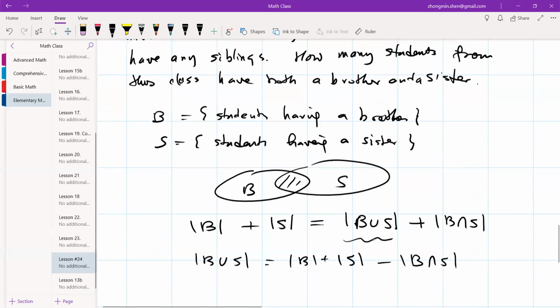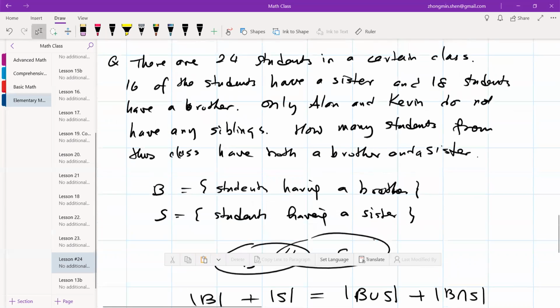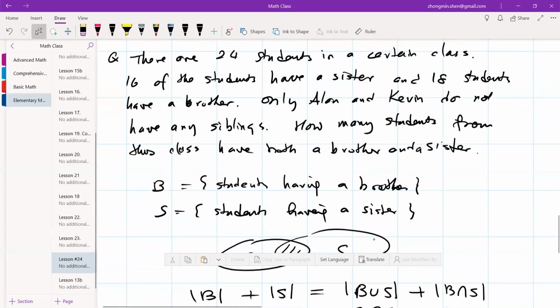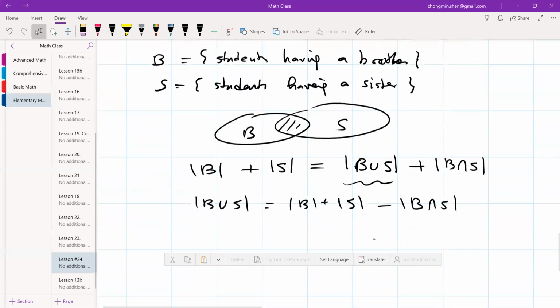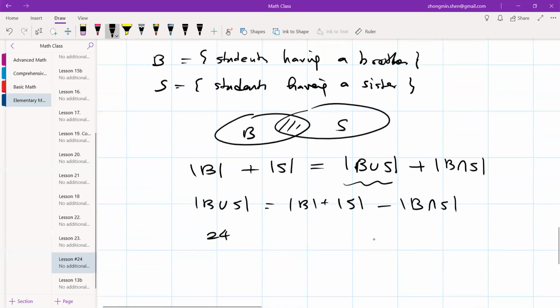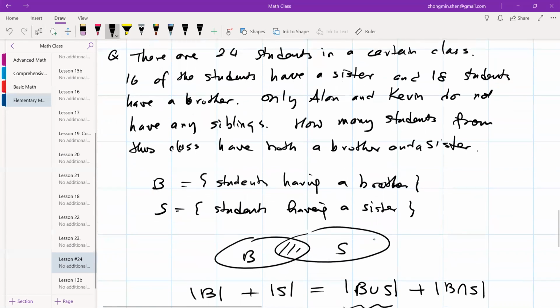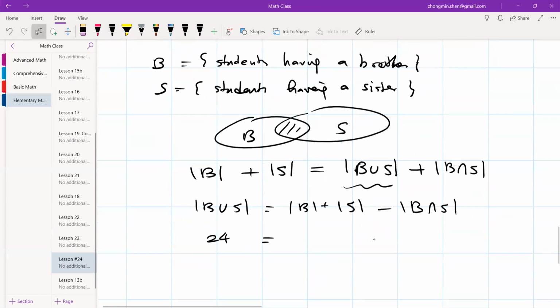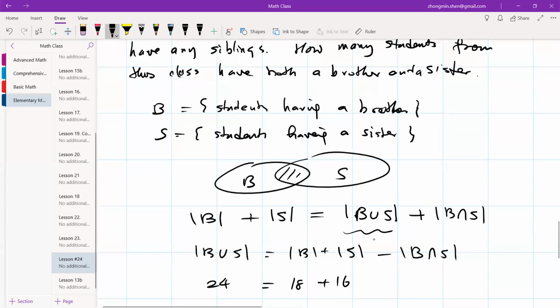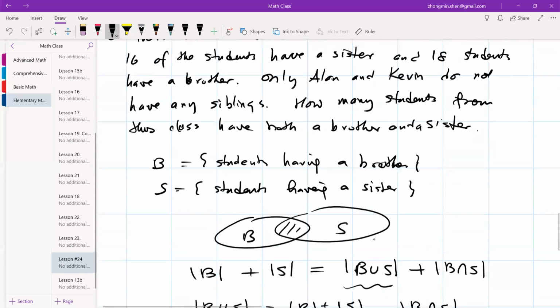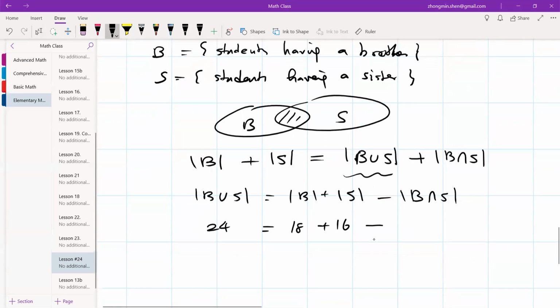Okay, so now let's go back to the problem. You have 24 students, but Aaron and Kevin must be excluded. The students who have brothers are going to be 18. The students who have sisters, 16, right? Yes, there are 16 students who have a sister. So you have to minus the intersection part.